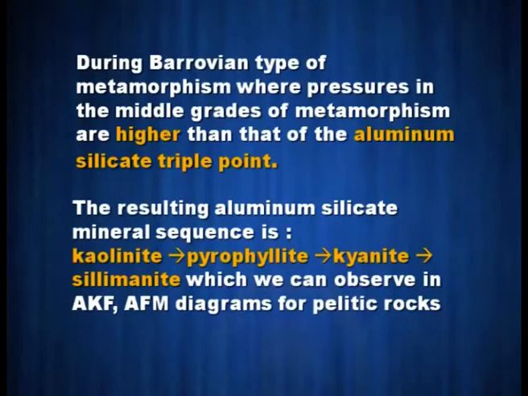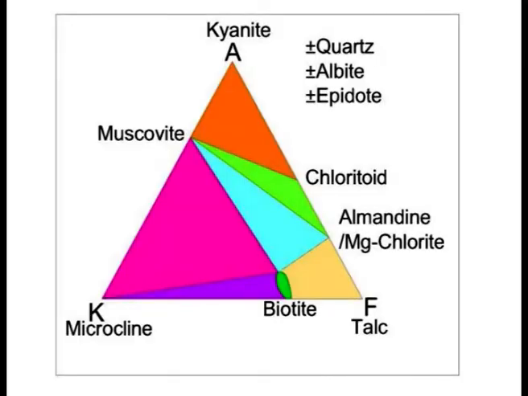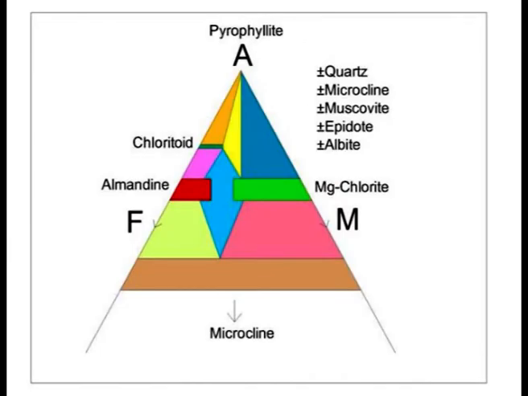aluminum silicate triple point, the resulting aluminum silicate minerals sequence is kaolinite, pyrophyllite, kyanite, sillimanite, which we can observe in AKF and AFM diagrams for pelitic rocks. The presence of either kyanite or andalusite in metamorphosed shales and siltstones at the middle grade of metamorphism is one feature that distinguishes the regional Barrovian type from the contact Buchan type facies series.